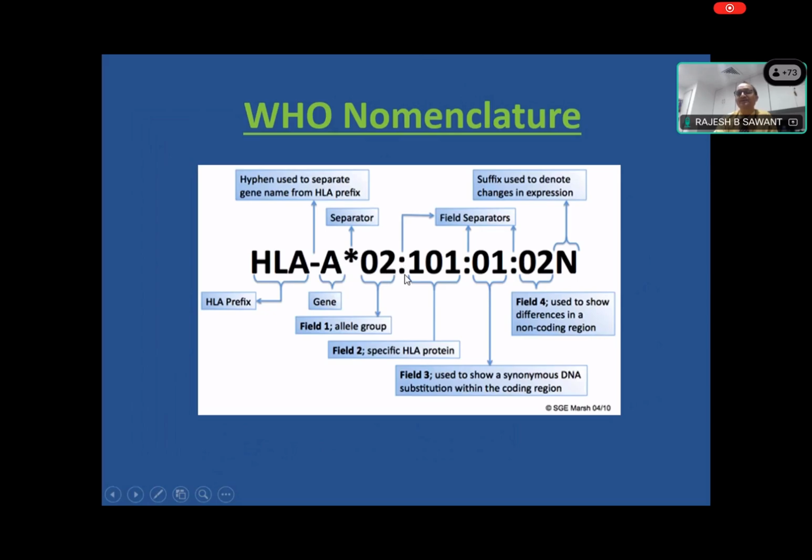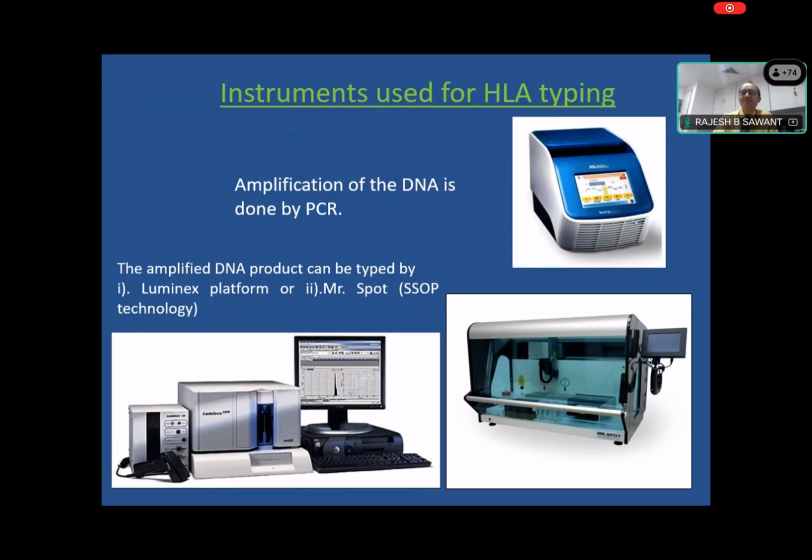Again after that you will have a field separator, and then there will be the second field, field 2, which is the specific HLA protein. Again there will be a field separator, and then there will be field 3, which is used to show a synonymous DNA substitution within the coding region, right? And then towards the end you will have the suffix. So you can forget all the complex things that I said just now, but here practically important for us is to understand the resolution of HLA typing, which I will talk about in the subsequent slides.